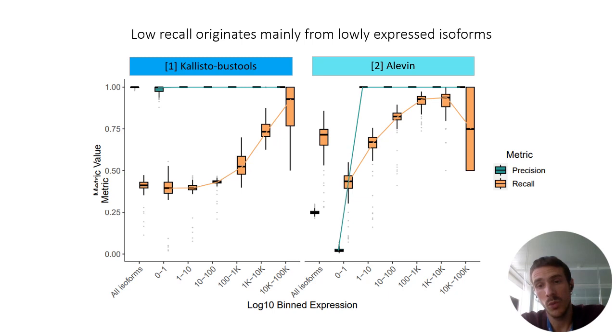Next, we zoom in on the expression profiles, and by binning the features by their expression on the log2 scale, we can see that the limited recall that we were observing in the overall picture mainly comes from the lowly expressed features. Also, if we focus on the highly expressed features for both methods, we have almost perfect precision. This would mean that all the isoforms that we are calling as expressed are indeed expressed in the ground truth.